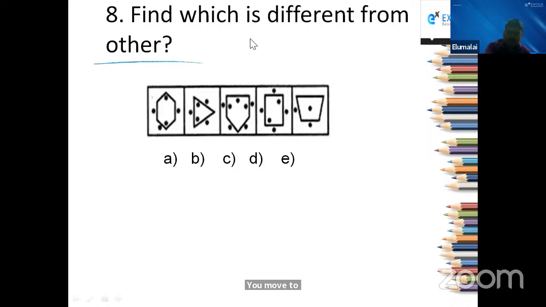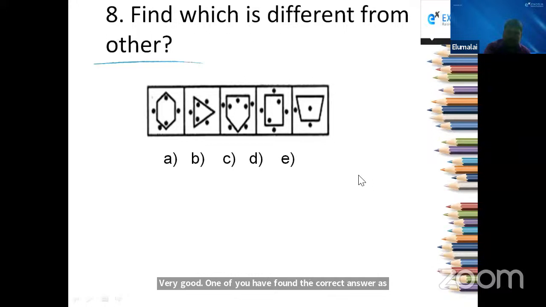No. He is not correct. Yes, he is not correct. Very good. One of you has found the correct answer as well as the logic. Good.